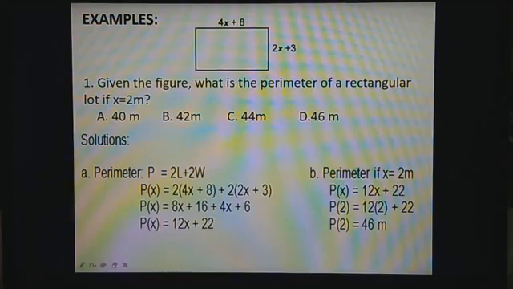So, we have P of 2 is equal to 12 times the value of x, 2 plus 22. Meaning we have 12 times 2 is 24, and 24 plus 22 is 46. So our answer will be 46 meters, and that is letter D. So that's how to solve for this kind of question. Next.